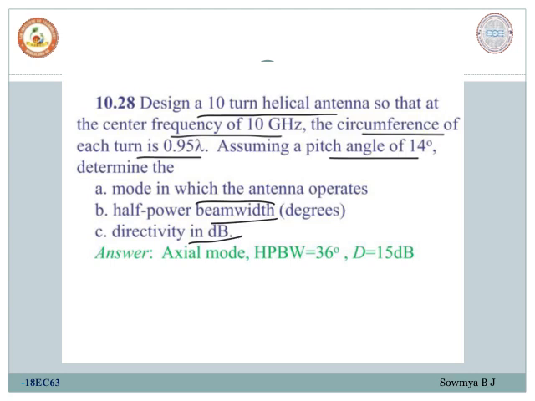This is actually operating in axial mode. Coming to the half power beamwidth, we can use the formula of half power beamwidth and find out, and the answer comes in the range of 36 degrees. Similarly, the directivity expressed in decibels comes in the range of 15 dB after taking the formula of directivity and doing the substitution with respect to the parameters. This is about the discussion with respect to the horn antenna and the problem analysis with respect to the helical antenna.